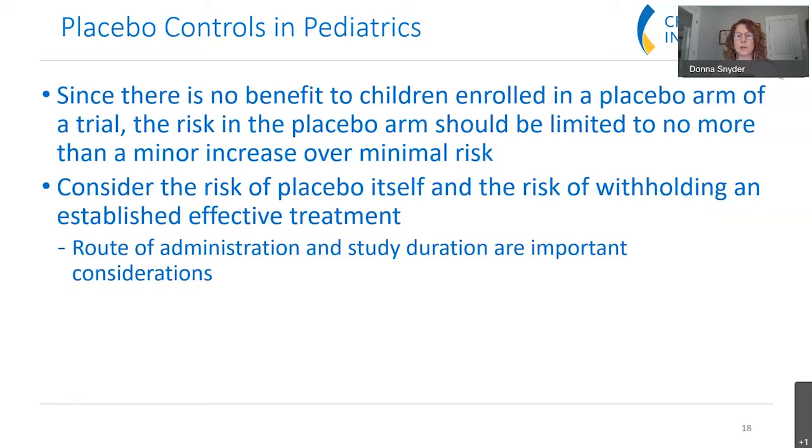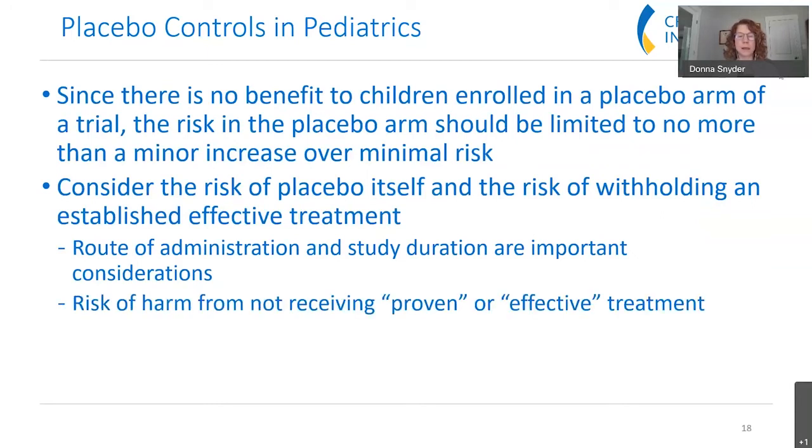The route of administration and study duration are important considerations. So giving an oral pill for a period of 2 weeks would have a very different risk threshold than giving an injectable drug over the period of, say, 52 weeks. And we need to determine whether or not we thought that duration or that method of administration would exceed that minor increase over minimal risk threshold. And then we need to think again of the risk from not receiving proven or effective treatment. So if the child is being denied treatment during that time, does that risk of being denied that treatment exceed that minor increase over minimal risk threshold? And these are judgments that are made within the context of the clinical investigation and in the disease process as well.